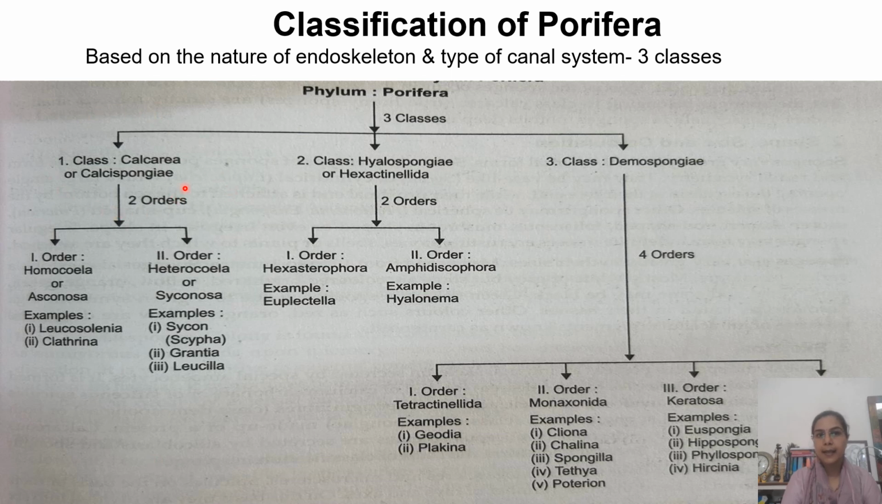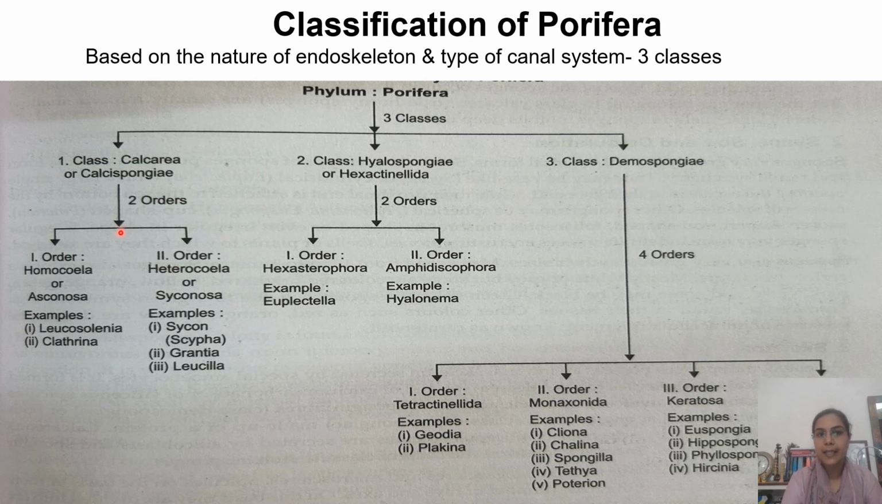The class Calcarea. Here the spicules are made up of calcium carbonate. They are calcareous spicules and hence the name Calcarea. The class Hexactinellida. यहाँ पे spicules triaxonic होते हैं और इनमें 6 rays होती हैं. There are 6 actines present and hence the name Hexactinellida. And then is the third class Demospongiae. More than 90% of the species of the sponges belong to this class Demospongiae.